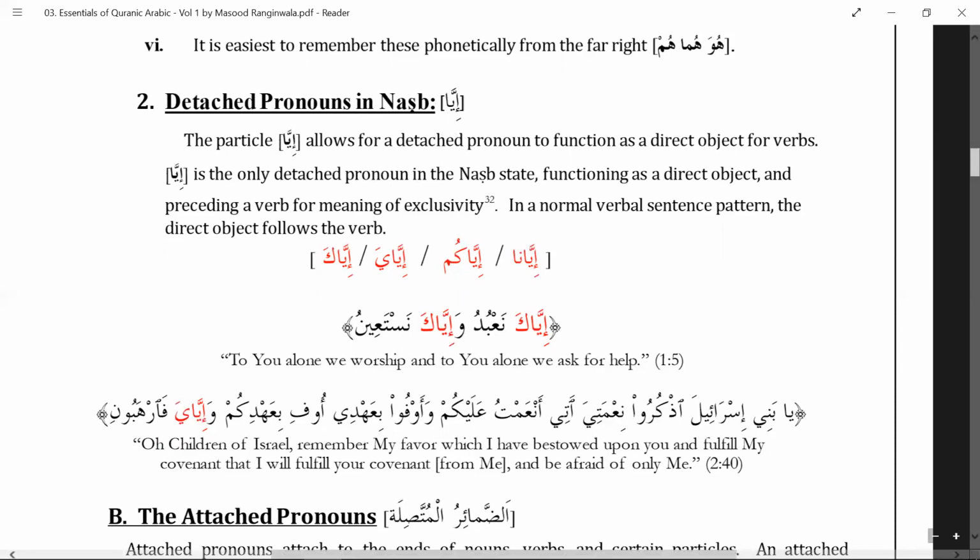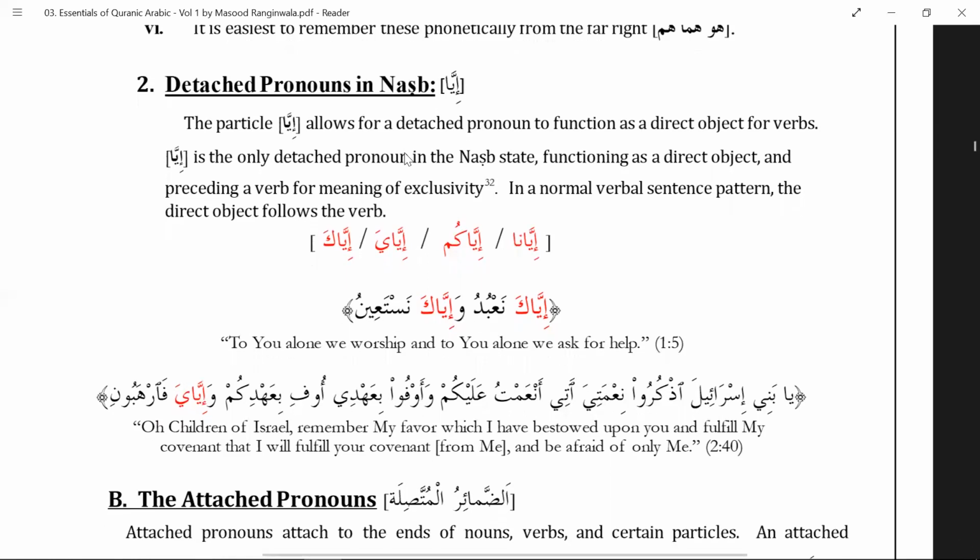When a noun is acting as a direct object for verbs, it's nasb. It's the object of the verbs. So this iya is in the nasb state. It functions as a direct object for whatever verb is before it, and it gives the meaning of exclusiveness, exclusivity. You have this in the example of Surah Al-Fatiha, إِيَّاكَ نَعْبُدُ وَإِيَّاكَ نَسْتَعِينُ.